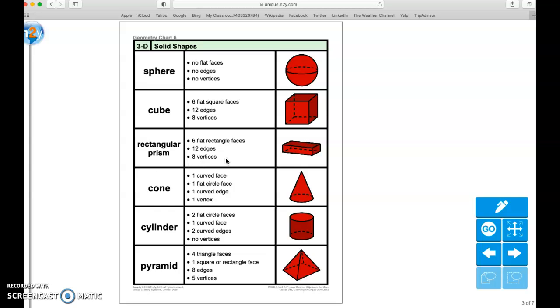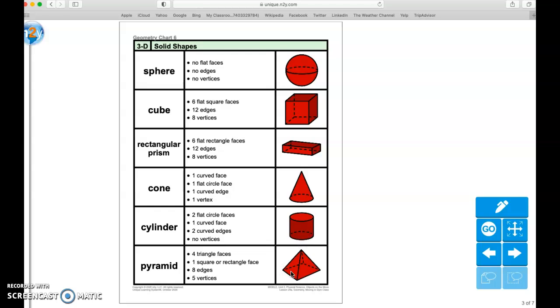A rectangular prism also has 6 rectangular faces. So think of this as a cube, but it's just squished down, okay? So it still has 6 sides, the 6 faces, just like a cube does. A cone has 1 curved face around the top and then a flat circle face on the bottom. So it only has 1 curved edge and 1 vertex, and the vertex would be at the top. A cylinder has 2 flat faces, 1 at the top and 1 at the bottom, and 1 curved face around the outside and 2 curved edges. So here's one of the edges, and then the other edge is on the bottom like this.